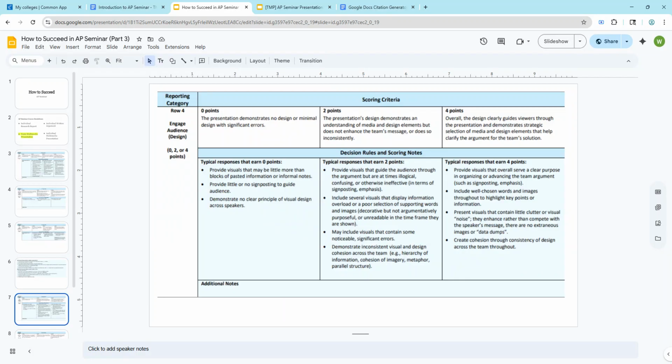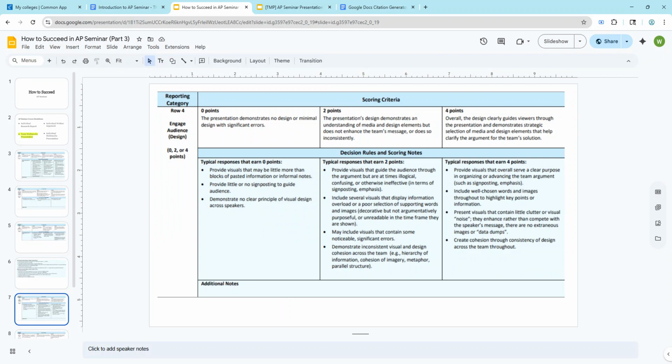Now let's talk about engaging the audience through your design. So this is row 4. It's all about your slide presentation itself. 4 points: Overall, the design clearly guides viewers through the presentation and demonstrates a strategic selection of media and design elements that help clarify the argument for the team's solution.